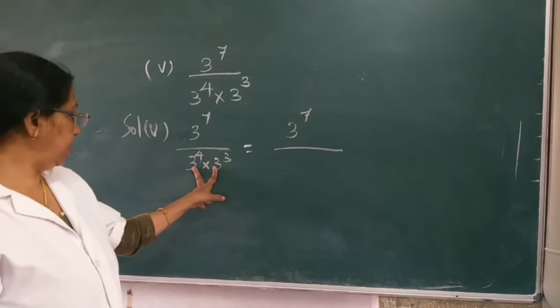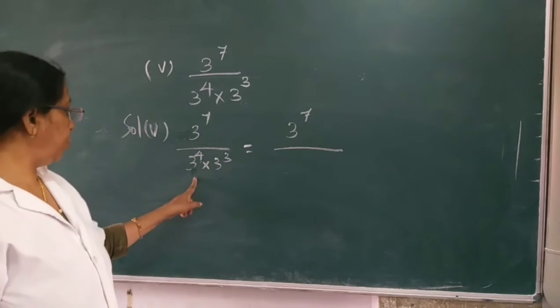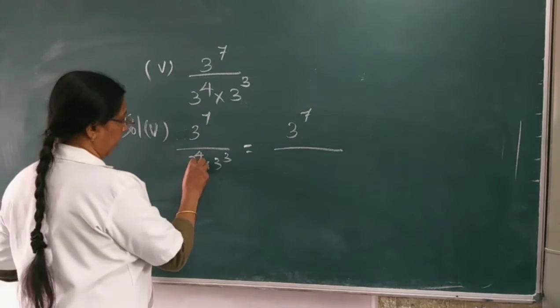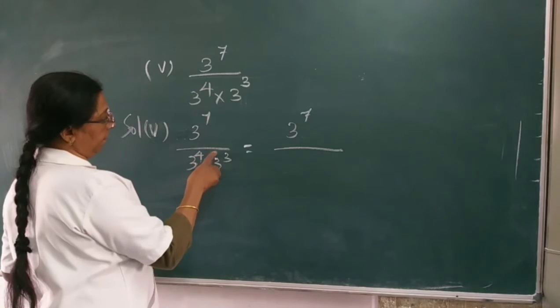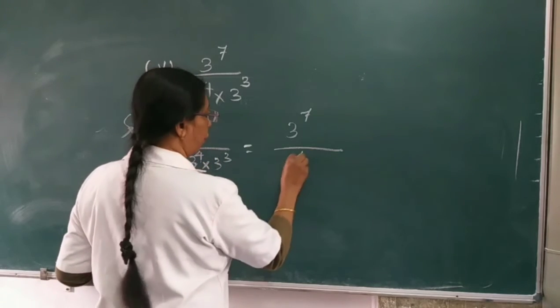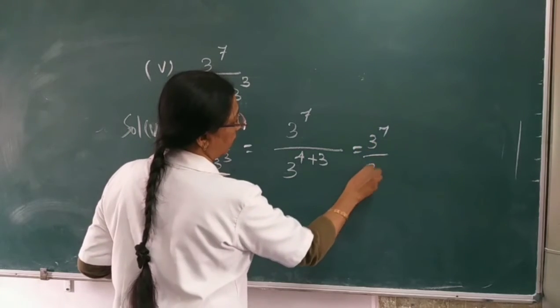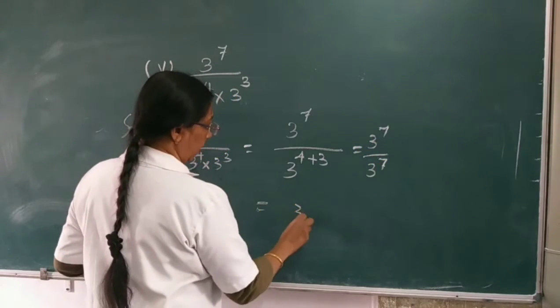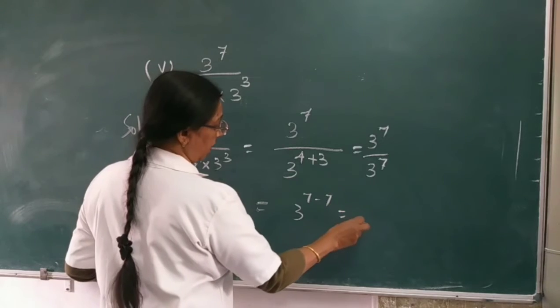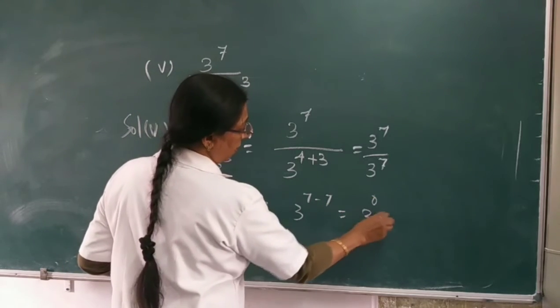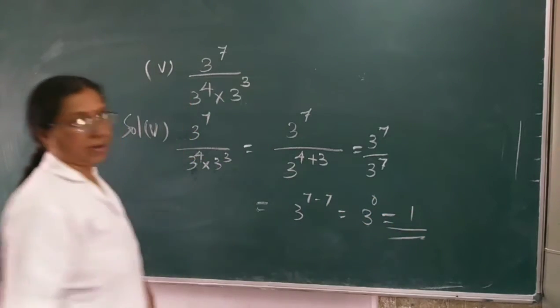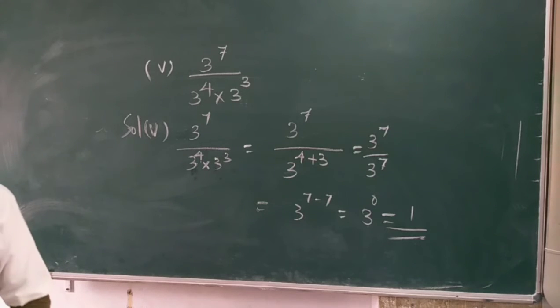See, same base and different power. a raised to m into a raised to n is a raised to m plus n. So 3 raised to 4 plus 3, that is 3 raised to 7 divided by 3 raised to 7. That is equal to 3 raised to 7 minus 7. What is 7 minus 7? That is 0. 3 raised to 0 is 1.